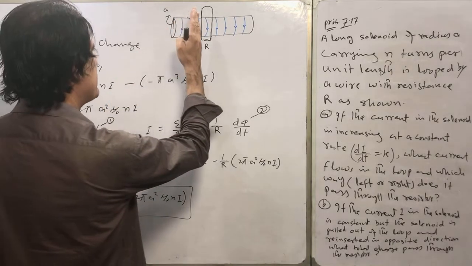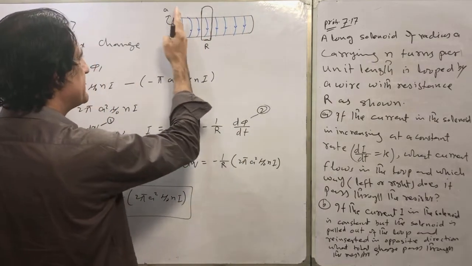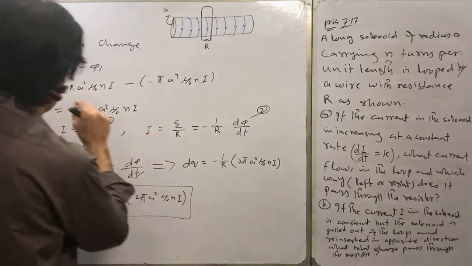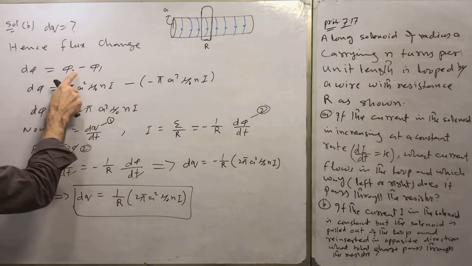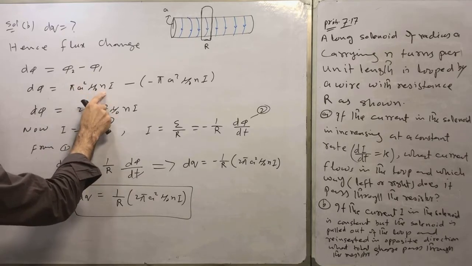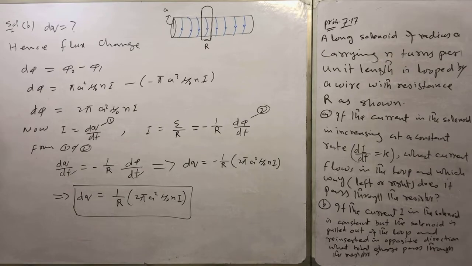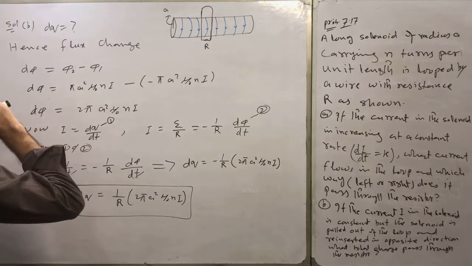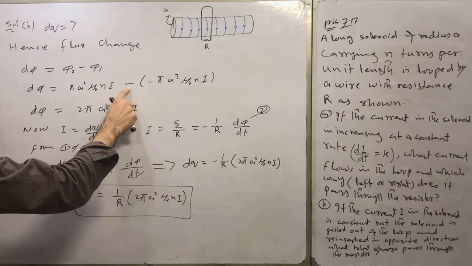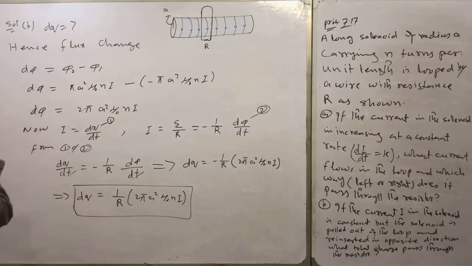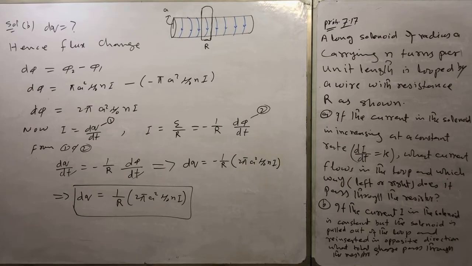Now when this solenoid is pulled and then inserted, the flux will change. Then what will be the flux? The flux change d phi is equal to phi 2 minus phi 1. The flux is phi equal to pi a square mu naught n I, that we already know, and minus, this is in the opposite direction. Then minus minus is plus, and this will be 2 pi a square mu naught n I. This is the flux change in this system.